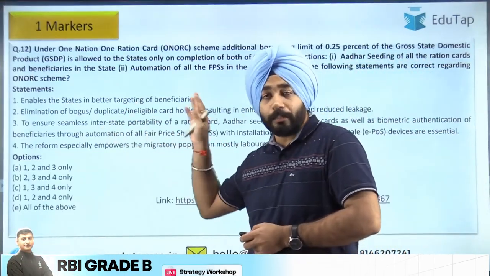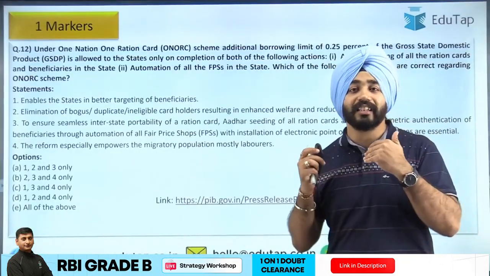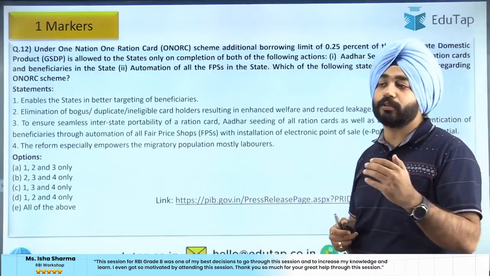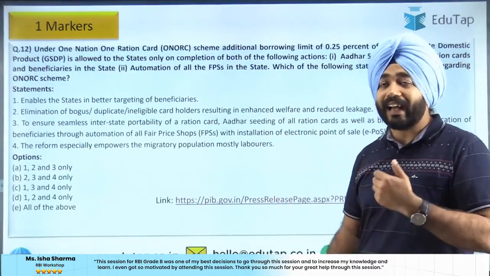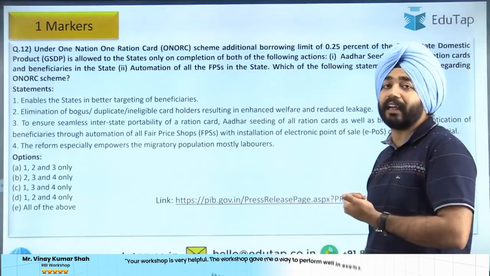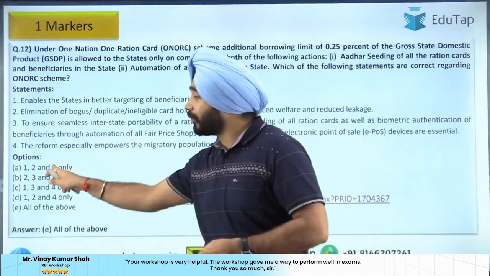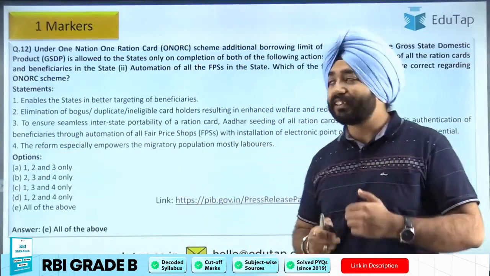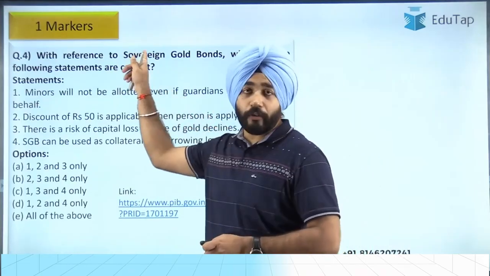The important thing here is why I am saying these questions are tough: because at that time, the pattern was changed for the first time in the examination of 2021, and these kinds of lengthy questions were time consuming and difficult to attempt at that point of time. Okay, so here the answer is that all these statements are correct about the One Nation One Ration Card scheme. Chaliye, now the next question is sovereign gold bond.